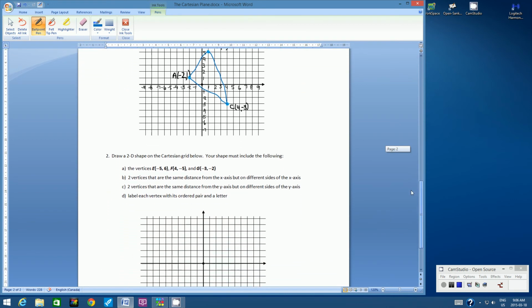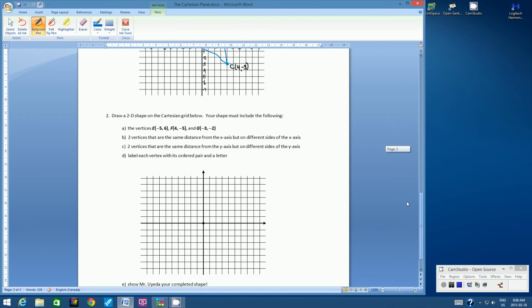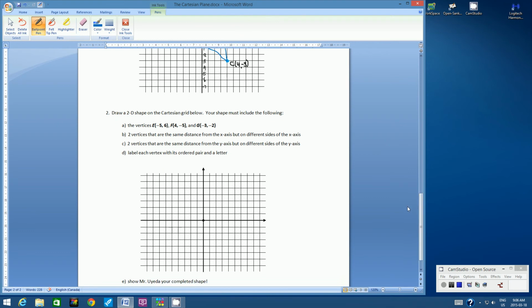Okay, so I've got a little bit of a puzzle for you here, a little bit of a challenge, and that's question 2. So it says, draw a 2D shape on the Cartesian grid below. Your shape must include the following. So I've given you 3 of the vertices here. Point E, point F, and point G. So the first thing you should do is plot these points after you number your x and y coordinates. Then, we're not finished yet. It's not really a triangle.